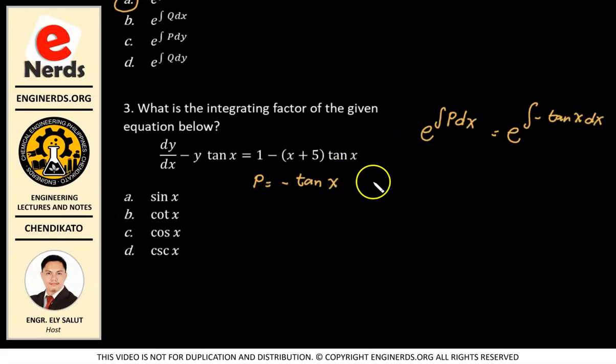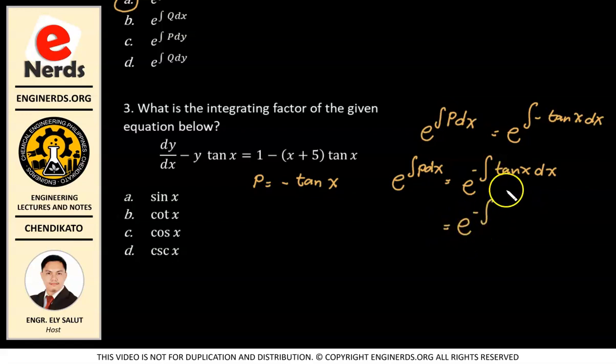Let me move this over here so we have more room. So we have e to the integral of p dx. I'll bring out the negative sign, so we have e to the negative integral of tangent x dx. We already know this from integral calculus, but let's expand it a little for a proper review. So we have e to the negative, where tangent is sine x over cosine x, dx.